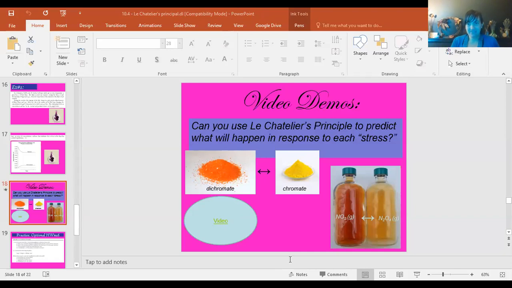First, we'll observe the effect of changing the concentration on the equilibrium. The equilibrium that we'll study is one of dichromate in equilibrium with chromate ion. Dichromate is orange in solution, while chromate is yellow. We'll observe the effect that adding HCl and adding OH minus will have on the system.